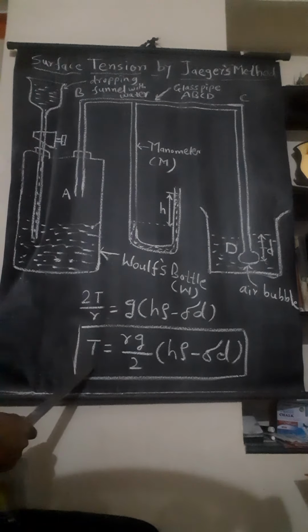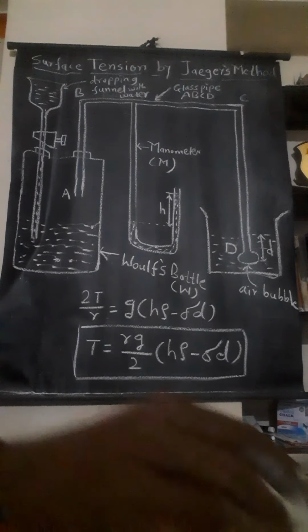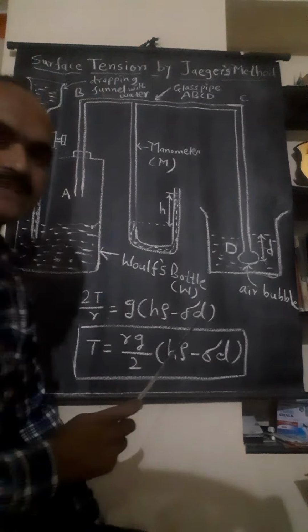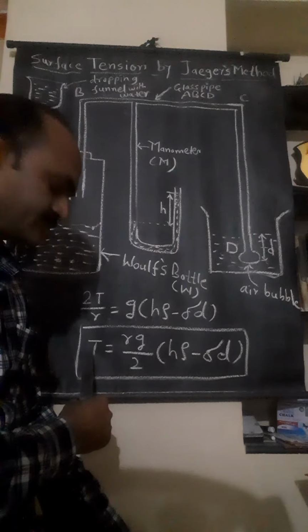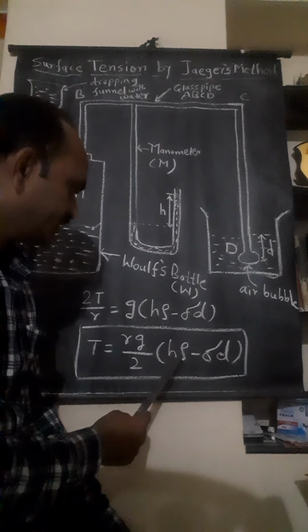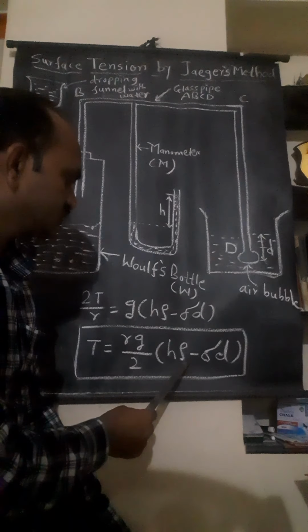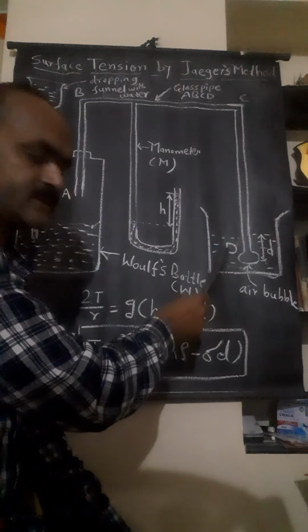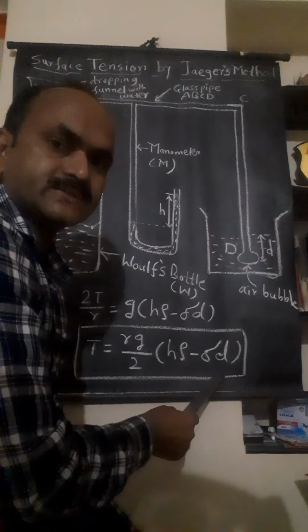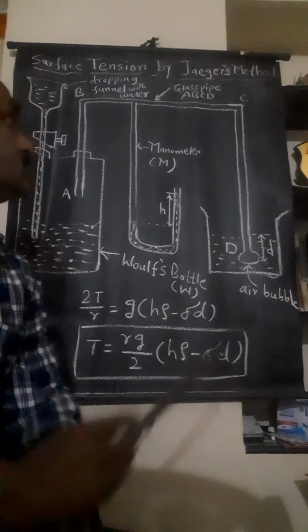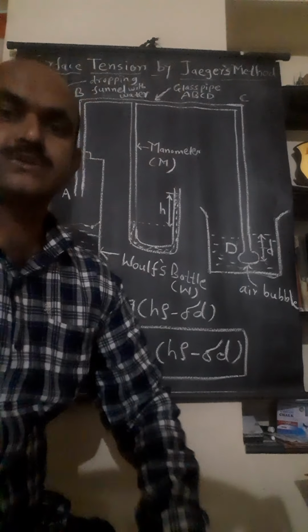So the surface tension of the liquid can be determined by using Jaeger's method using the formula T equals Rg by 2 into H rho minus sigma d. Here T is the surface tension, R is the radius of the end part of this capillary tube, g is the acceleration due to gravity, H is the difference between the two arms, rho is the density of this low density liquid used in the manometer, sigma is the density of the experimental liquid of which surface tension is to be determined, and d is the depth below this liquid. So this is the surface tension by Jaeger's method. So thank you.